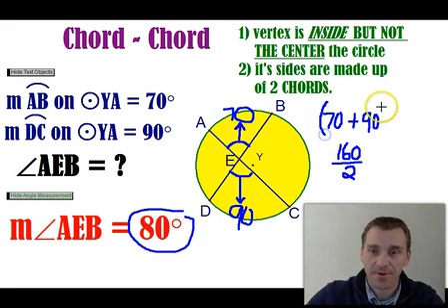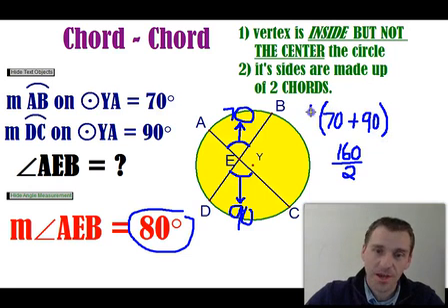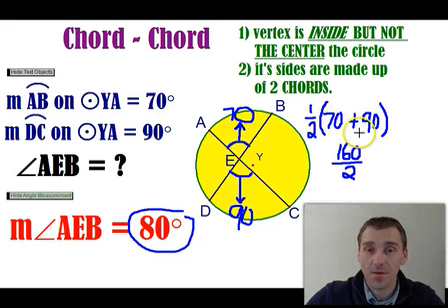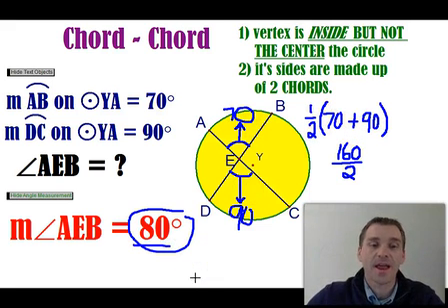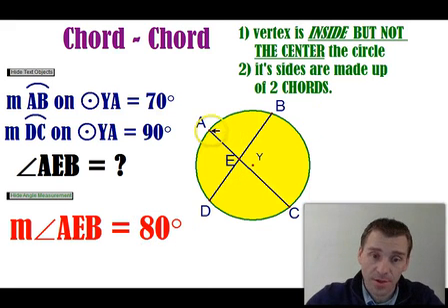So technically, here is your formula. You take 1/2 the sum of the two arcs, and that gives you the measure of that chord angle every single time. Let me move this so you can see.